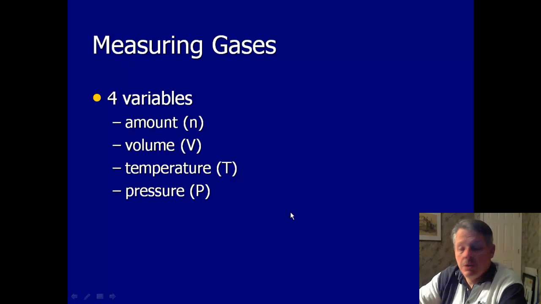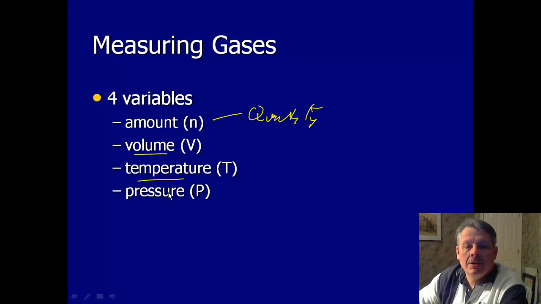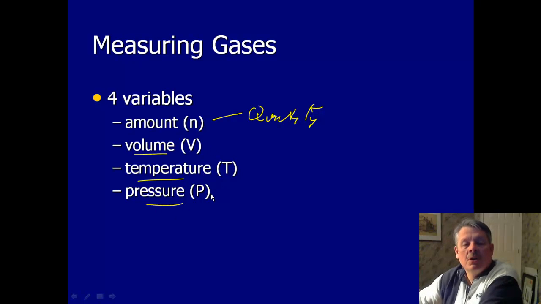When we're measuring gases, we typically measure four things about them. We measure how much of it there is. That's an amount. That's a quantity. And we also have a volume and a temperature and a pressure, and we refer to them as V, T, and P respectively, which kind of makes sense: volume, temperature, and pressure. So that should be pretty clear and not a problem.